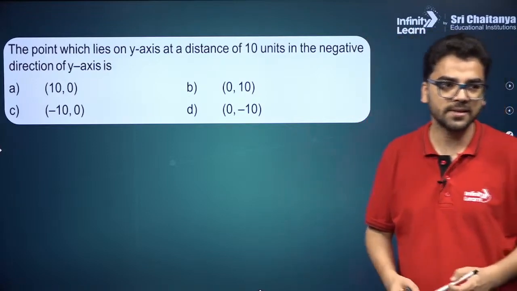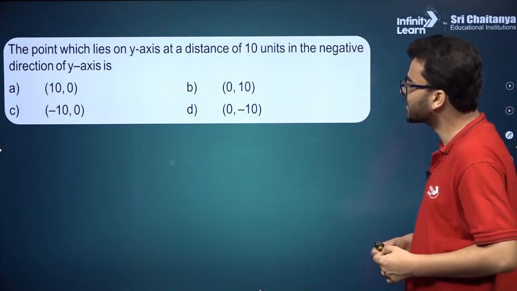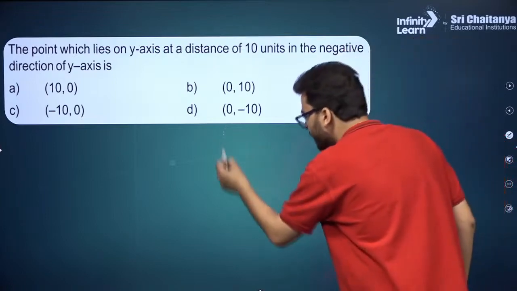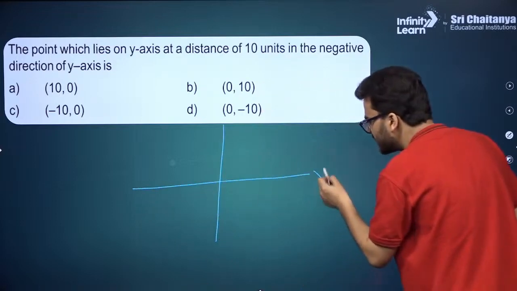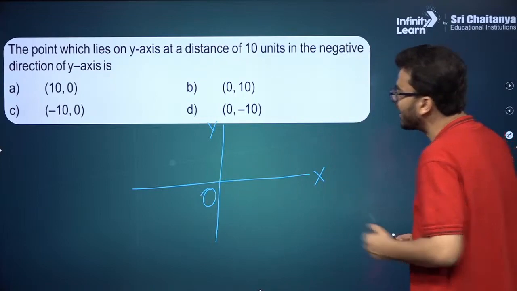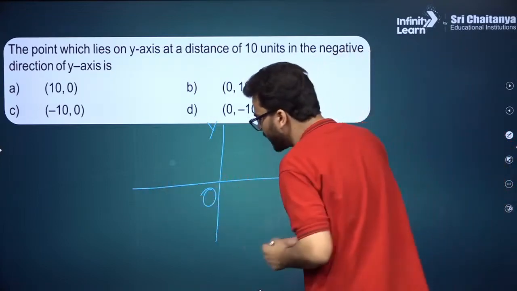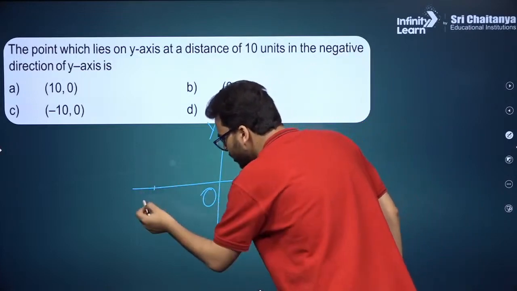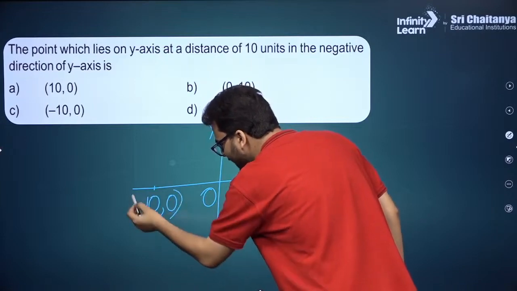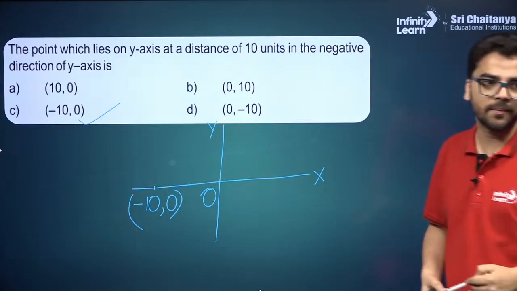Okay, so Sufia is saying it is D. The point which lies on y-axis at a distance of 10 units in the negative direction of y-axis. Suppose you make the coordinate axis like this. This is the x-axis, the y-axis and the origin. So the point which will lie on the negative direction of y-axis at 10 units. So you see over here x coordinate will be minus 10 and ordinate will be 0, or not, tell me. So minus 10 comma 0 will be the answer.